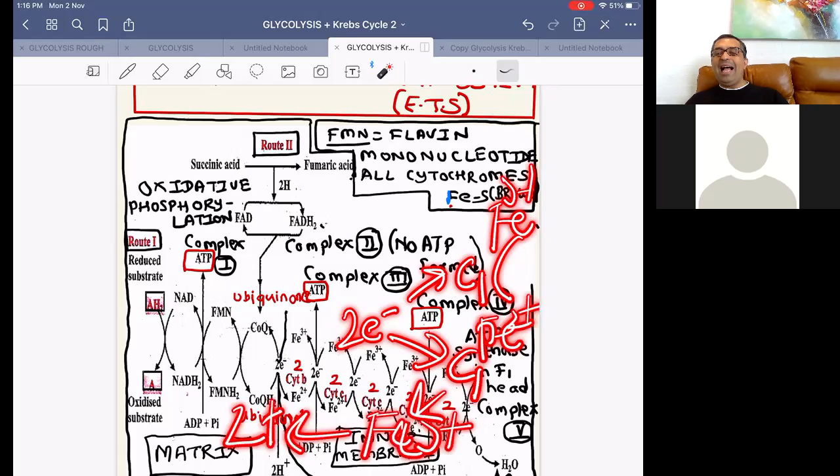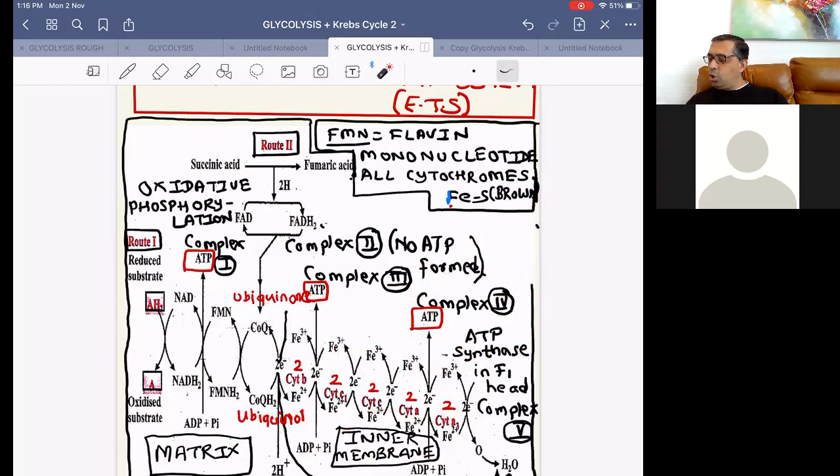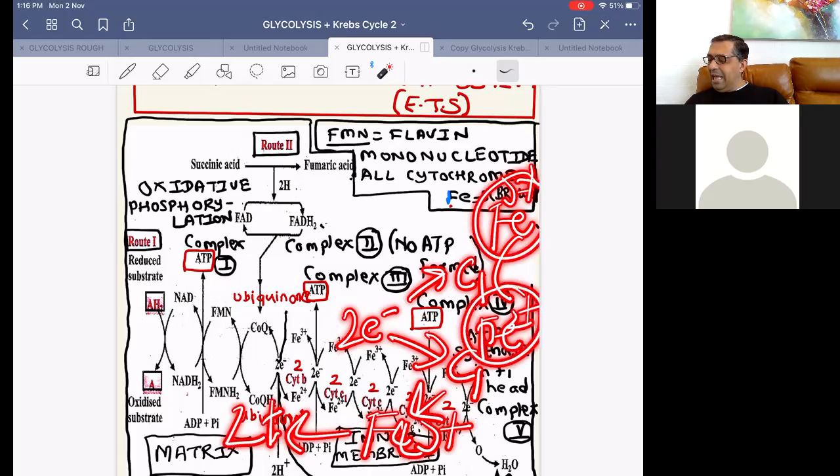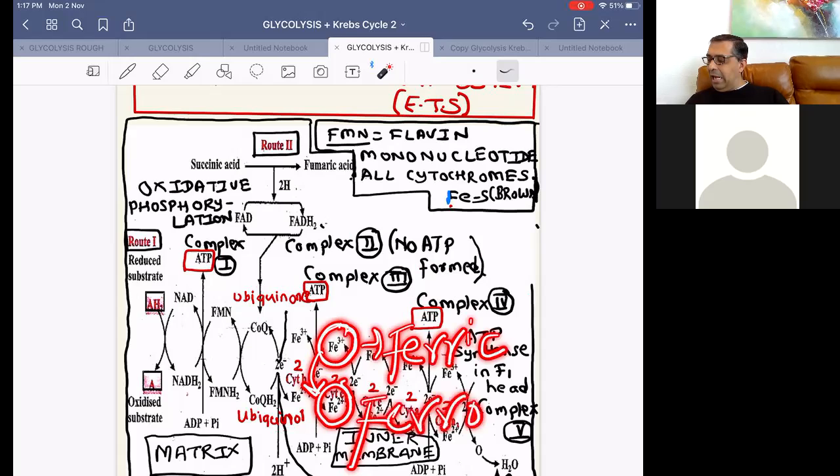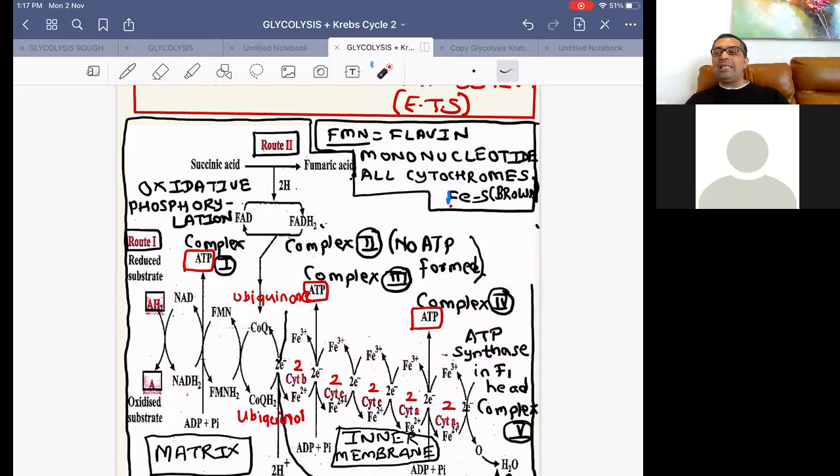And what is that called as? Ferric gets reduced to ferrous. Fe triple plus gets reduced to become Fe double plus. Ferric gets reduced by accepting electron to become ferrous. And Fe triple plus becomes Fe double plus.